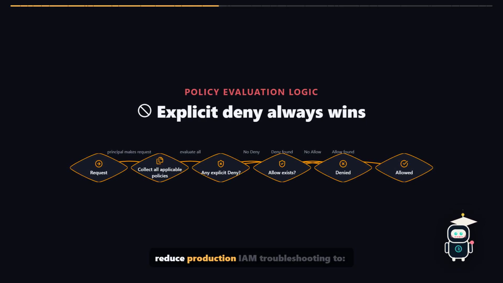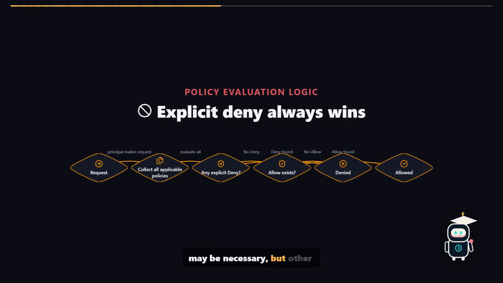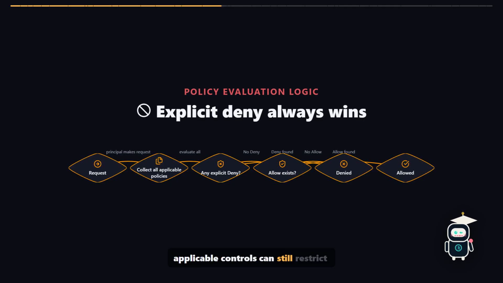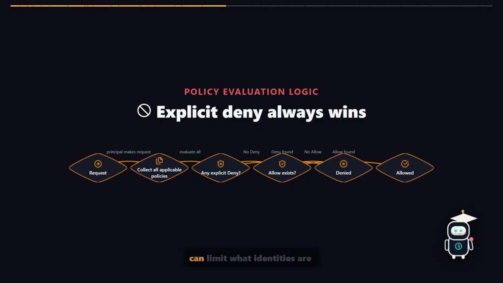So don't reduce production IAM troubleshooting to, "I found an allow, therefore it should work." An allow may be necessary, but other applicable controls can still restrict the request. For the beginner exam-level mental model, remember, default deny starts the process. An applicable allow can grant access. An explicit deny overrides the allow. And broader permission guardrails can limit what identities are allowed to do.